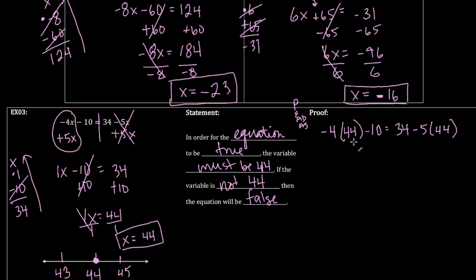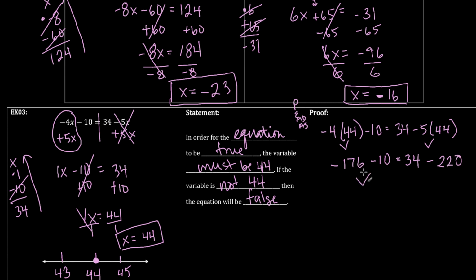So a negative times a positive is a negative. 4 times 40 is 160. 4 times 4 is 16. So 160 and 16 is 176. And then I'm going to do this one next, so I may as well just do it now. So equals 34. So a negative times a positive is a negative. So 40 times 5 is 200. 4 times 5 is 20. So 220.